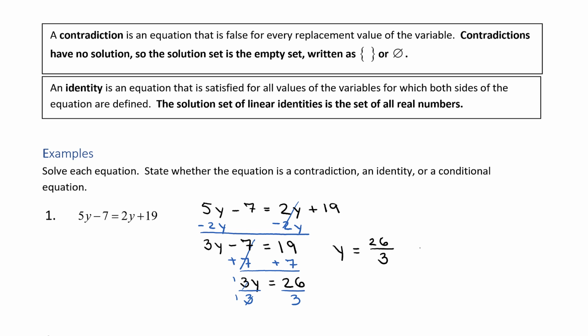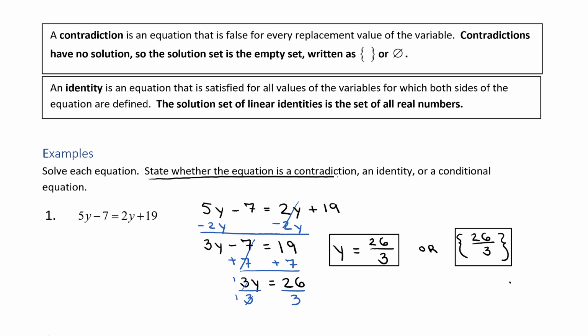We could also write that inside a set of braces to represent a solution set. And now I'm going to go ahead and box each of those answers in. Either one of those is fine to represent the solution. I am underlining in the directions, state whether the equation is a contradiction, an identity, or a conditional equation. Because this actually had a solution, this is a conditional equation.